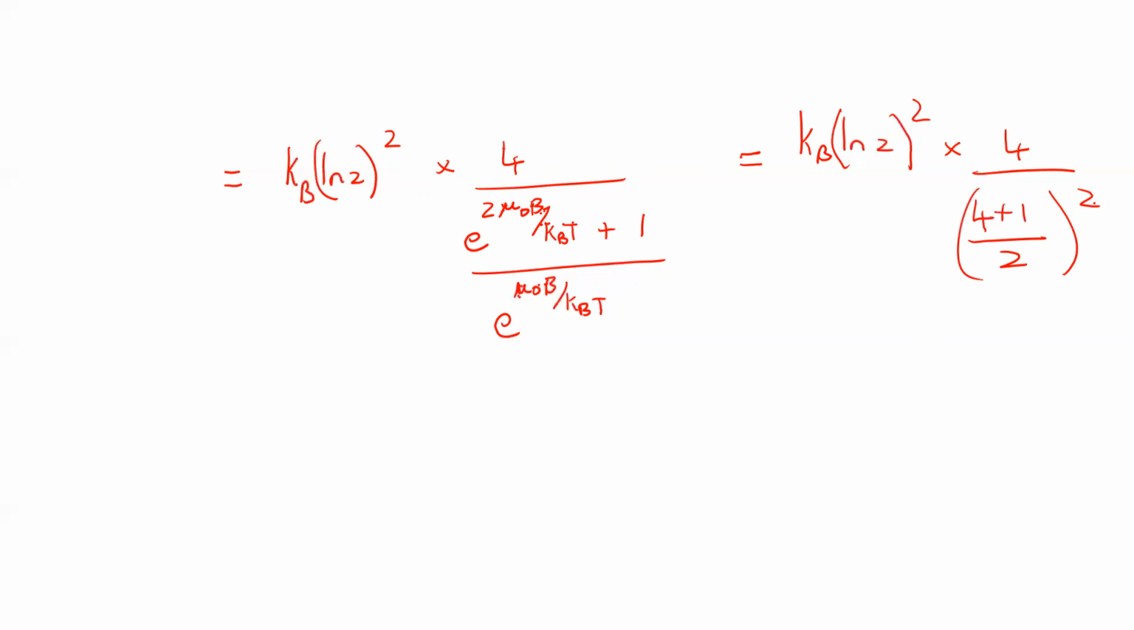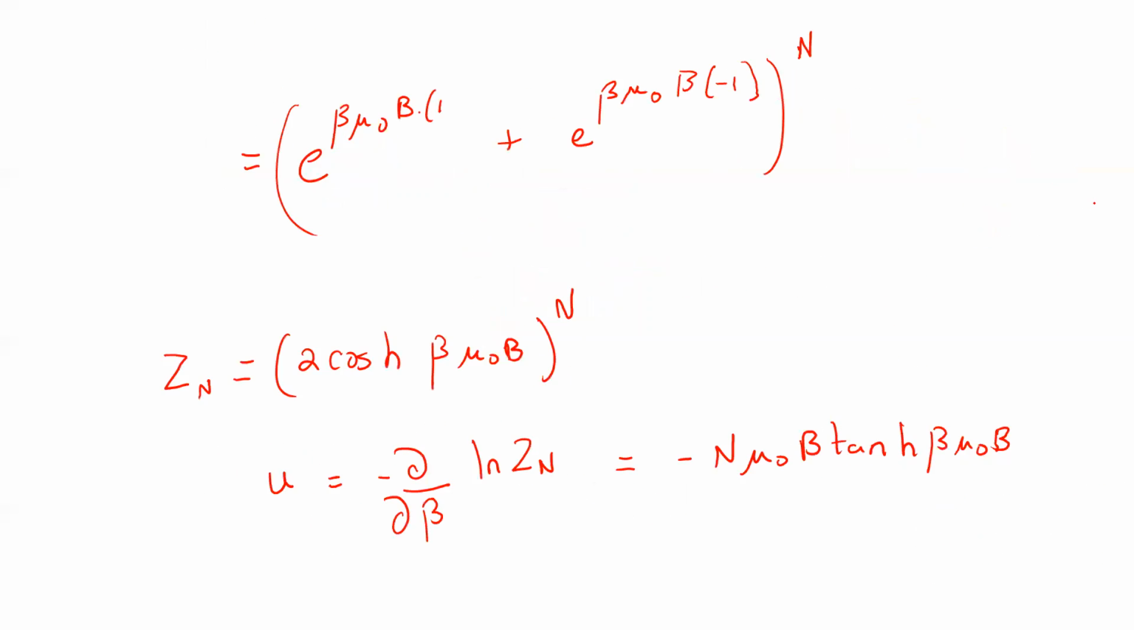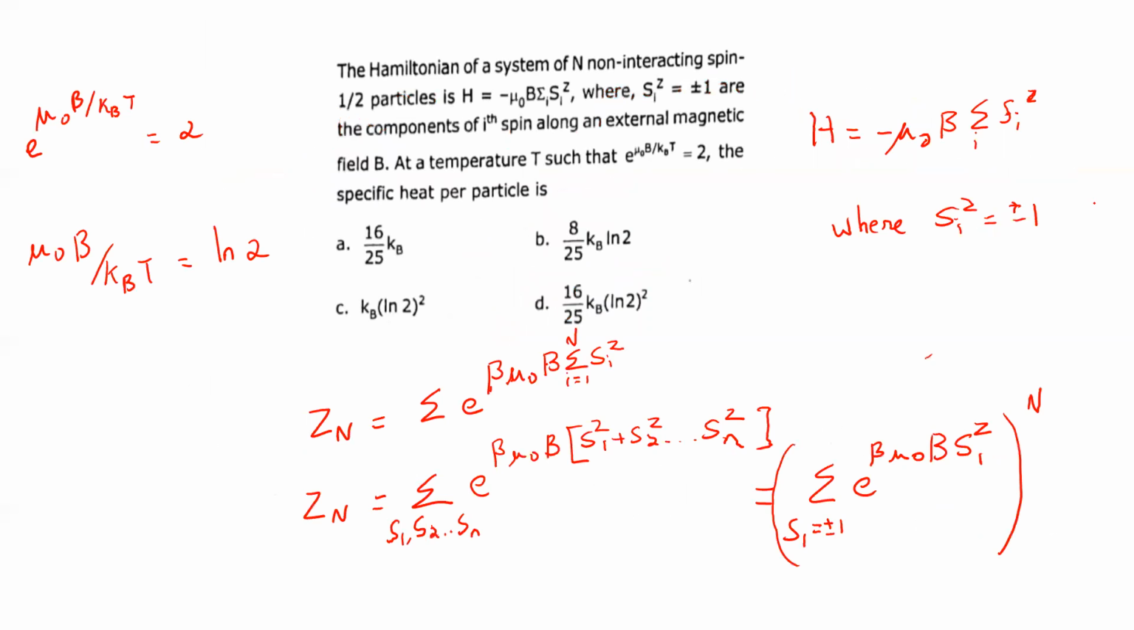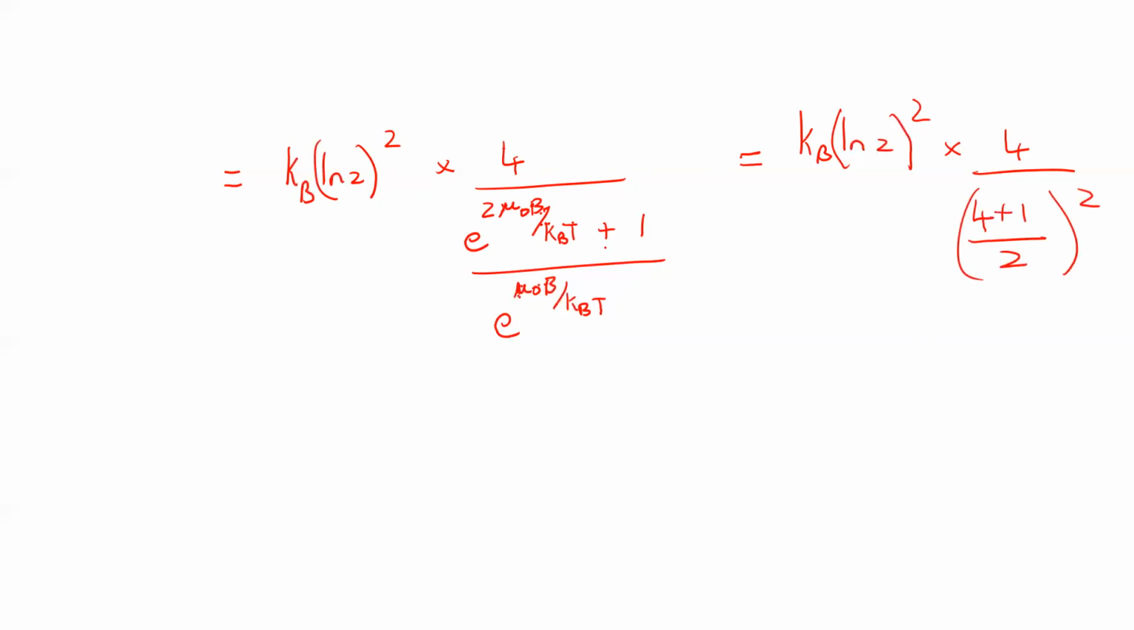So this is your answer. The right option in this question is option D. You can check that this is nothing but 16 by 25 kB, ln of 2 the whole square. So this is your answer.